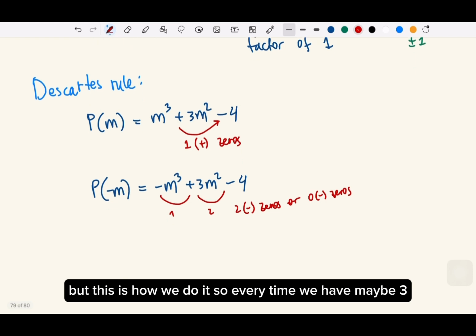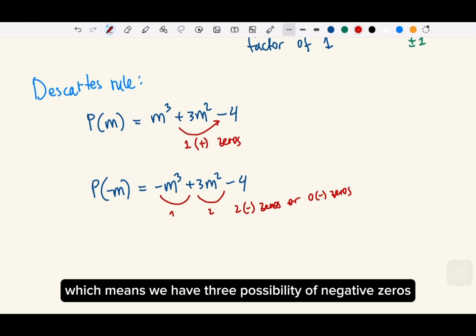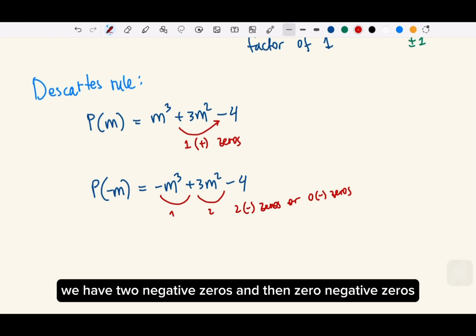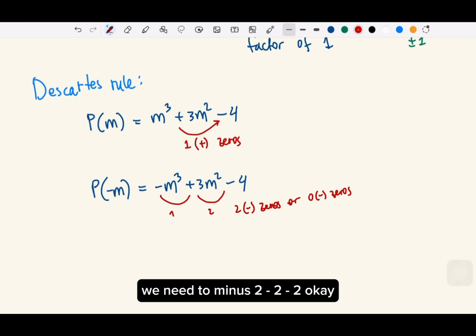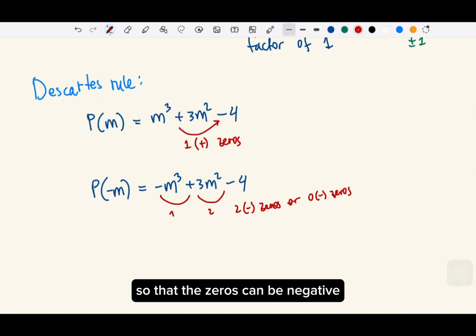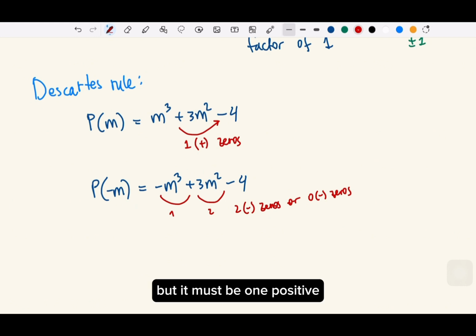So every time, for example, if we have 3 sign changes, which means we have 3 possibilities of negative zeros, or 1 negative zero. If we have 2, we have 2 negative zeros and then 0 negative zeros. We need to minus 2, minus 2, minus 2. Okay? But if we have just 1, then it's only 1. So the zeros can be negative, but they can be 2 or 0. Okay? But it must be 1 positive zero.